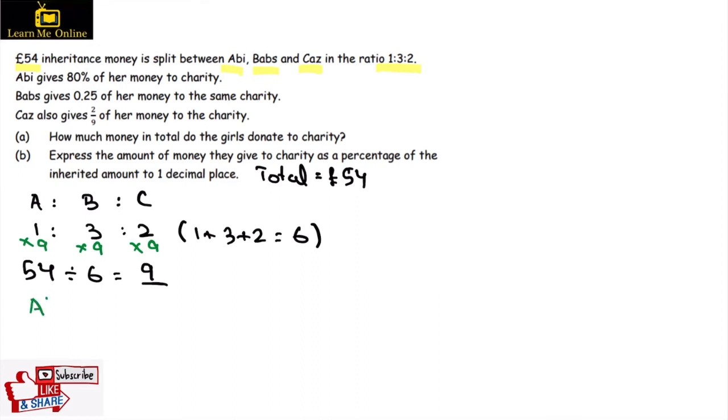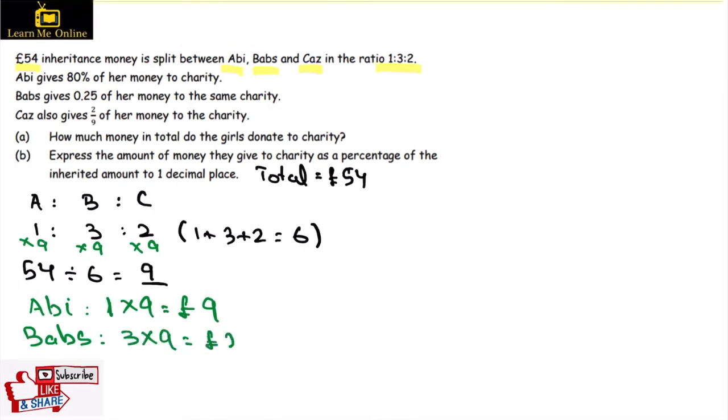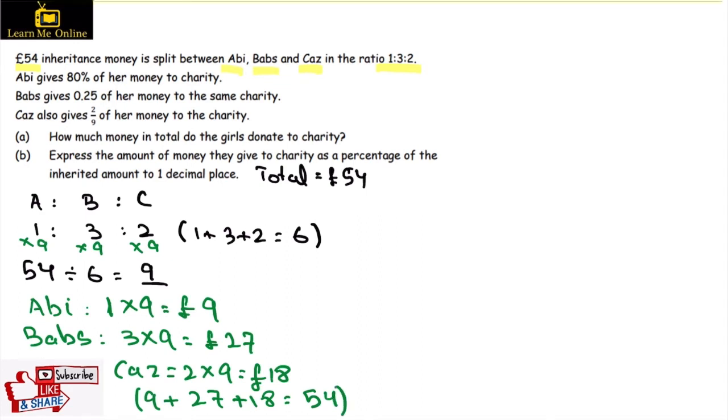To write down the amount for A, we do 1 times 9, which is £9. For Babs, the ratio is 3, so 3 times 9 would be £27. And for the third one, Cass, the ratio is 2, so 2 times 9 would be £18. Remember that whatever amounts you get, when you add them up they must give you the total amount of money, which is 54. So 9 plus 27 plus 18 must give you the sum of 54, which is the total amount.